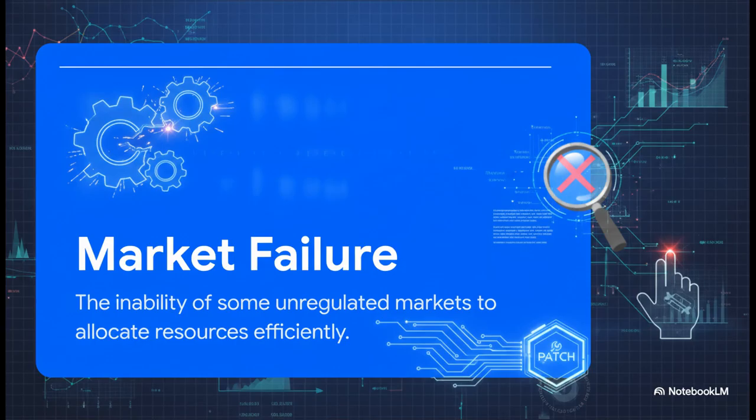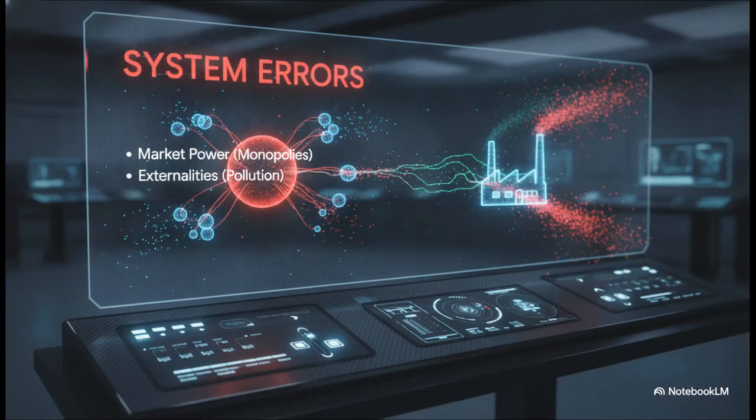Beyond that tricky trade-off with equality, sometimes the algorithm just straight up fails to maximize the pie at all. We call this a market failure. The invisible hand is undeniably powerful, but it's not omnipotent. When an unregulated market fails to allocate resources efficiently, leaving total surplus unmaximized, the system is going to require a manual patch or some form of outside intervention. The source material flags a few specific system errors we need to watch out for. One is market power, like a monopoly, where a single dominant actor can manipulate prices, completely breaking the competitive equilibrium.